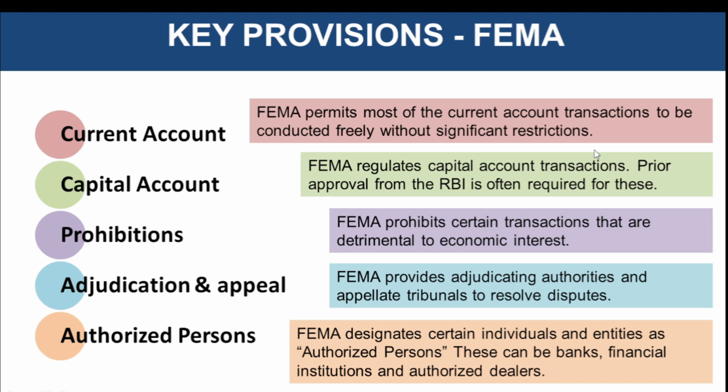Adjudication and appeal. Because the whole transaction is happening involving different countries, it is forex market, foreign exchanges are involved, different currencies are involved, there is high level of risk and disputes can happen. So FEMA provides adjudicating authorities and appellate tribunals to resolve those disputes, so that appeals can be listened to, and a proper solution can be provided, resolving the disputes between the countries related to any forex transaction.